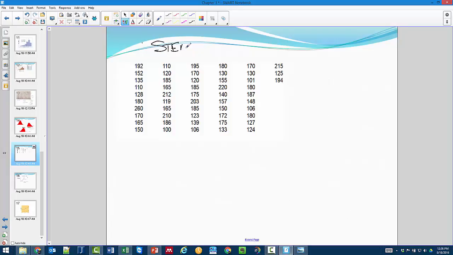As mentioned before, we are going to be taking a look at stem plots. It's another way. I always think of this as a quick and dirty histogram. It's again used for quantitative data.